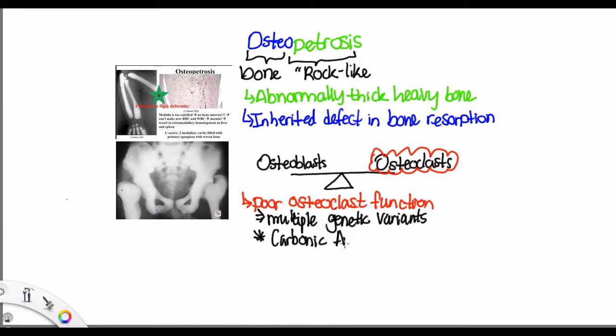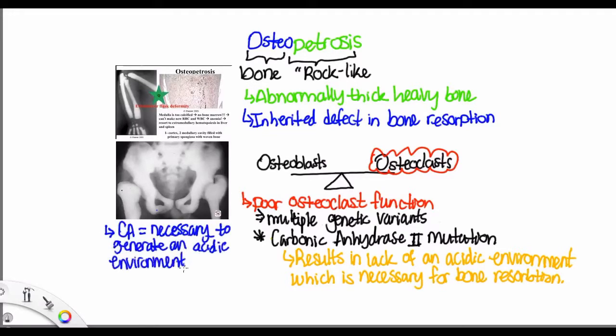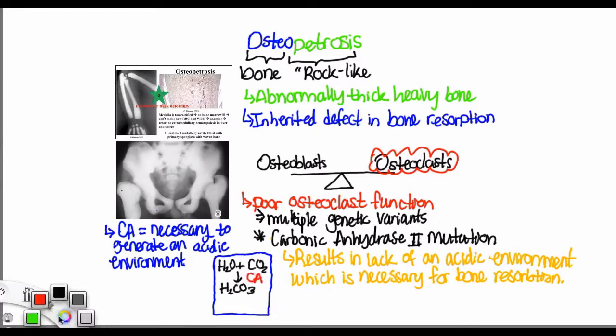Most important is the carbonic anhydrase 2 mutation, which results in a lack of the acidic environment that's required for bone resorption. An acidic environment is necessary in order to remove calcium to resorb bone. Now, in order to generate an acidic environment, the enzyme carbonic anhydrase is necessary. Carbonic anhydrase combines water and CO2 to make H2CO3. Carbonic acid then breaks up into a proton and bicarbonate.